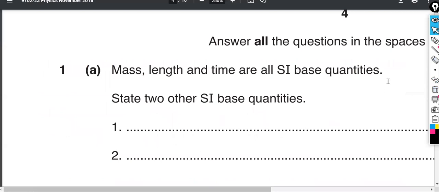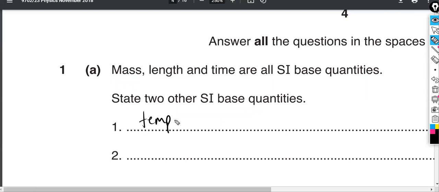Mass, length, and time are all SI base quantities. We want 2 other SI base quantities. And so this is the difference really between units and quantities, okay? We have mnemonic devices to help remember the base units. So you shouldn't have listed any of those words, right? Those are all the units. We want the things that they measure. And they already took 3 of them from us. And so there should be 4 possible answers. You only had to come up with 2 of them. They would have been what?